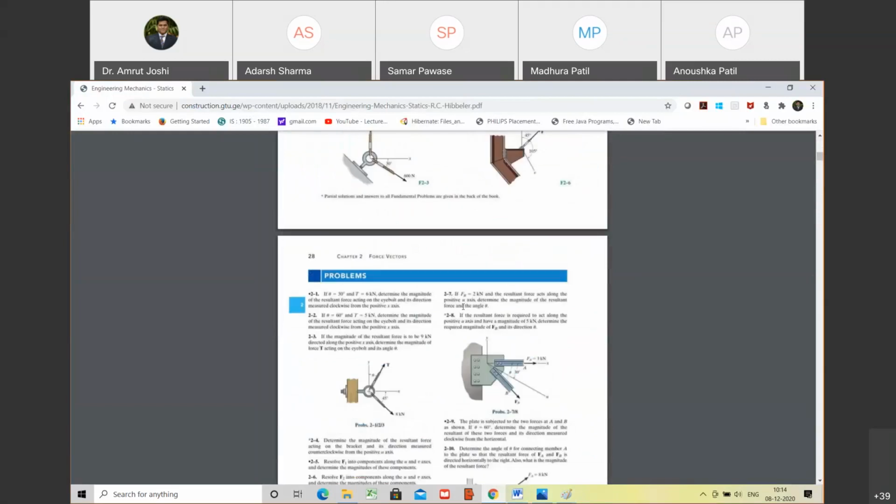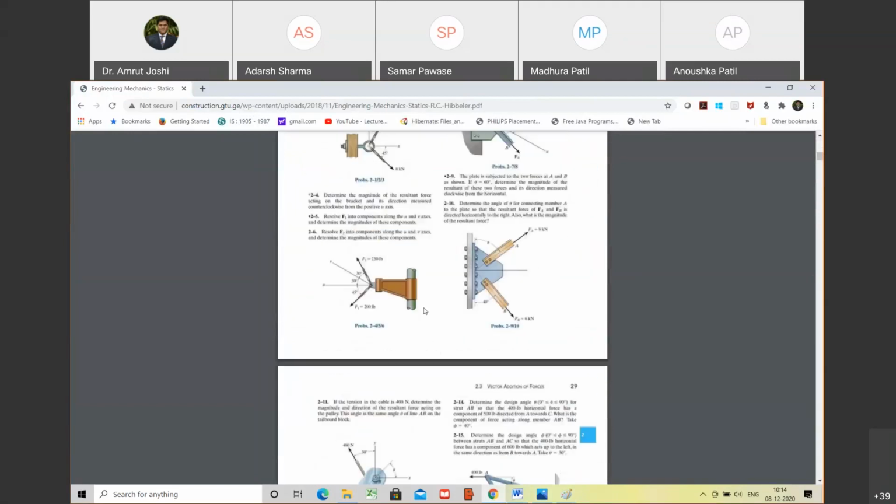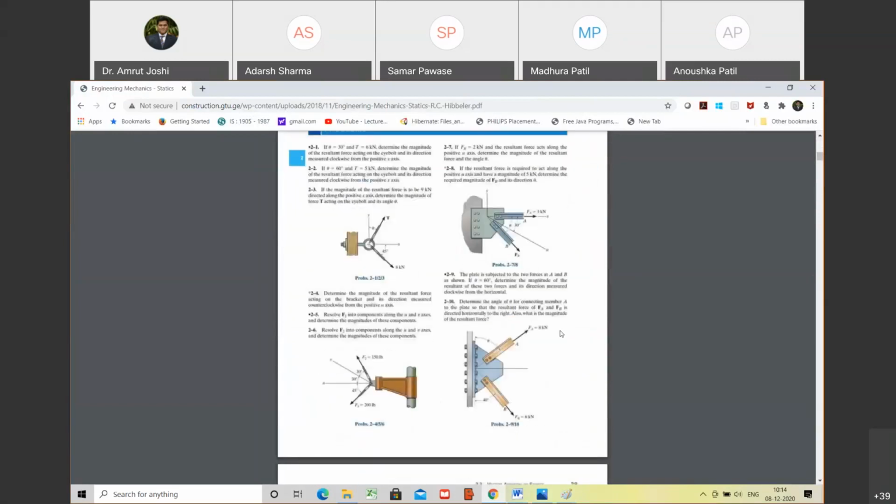Tell me, let us now go to some. Now in this page, tell me which problem do you think? जो सबसे difficult लगे वो बोलना, so that we solve that in the class. बोलो, कौन सा solve करना है? Sir, the last one, fourth one. 2.10. Yes, sir. Okay, let us solve that.